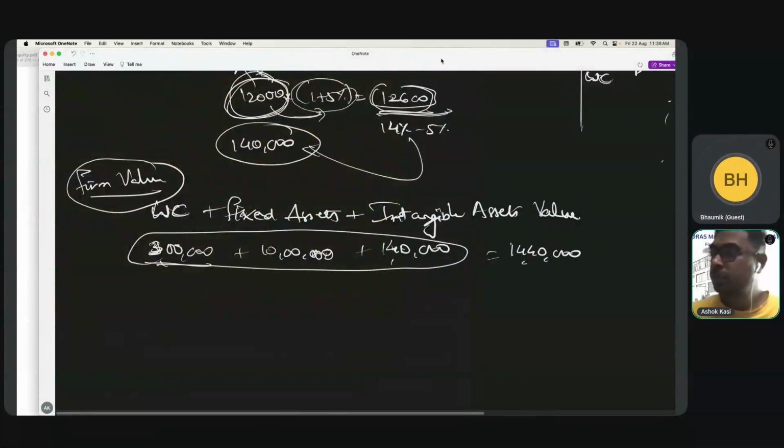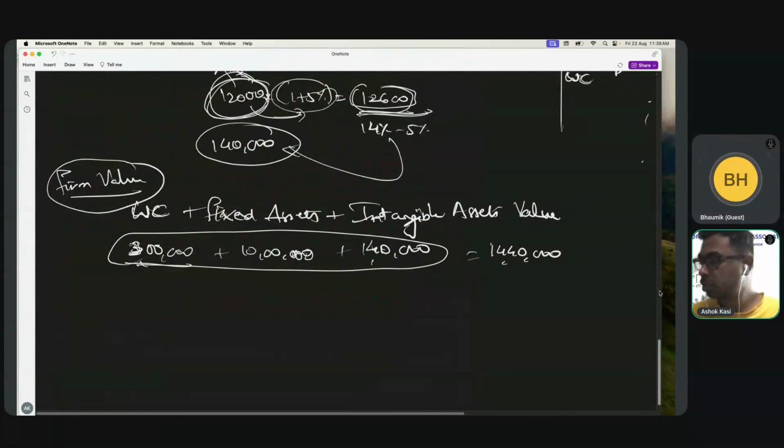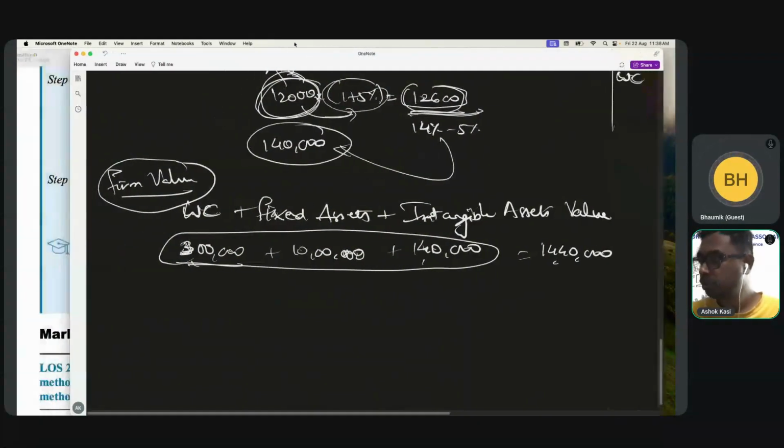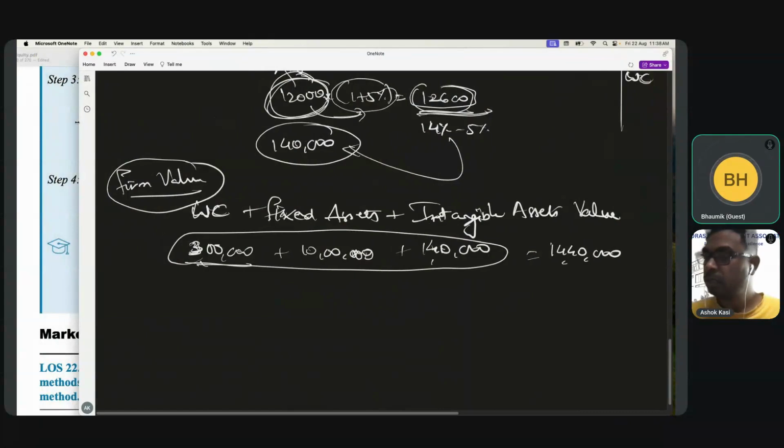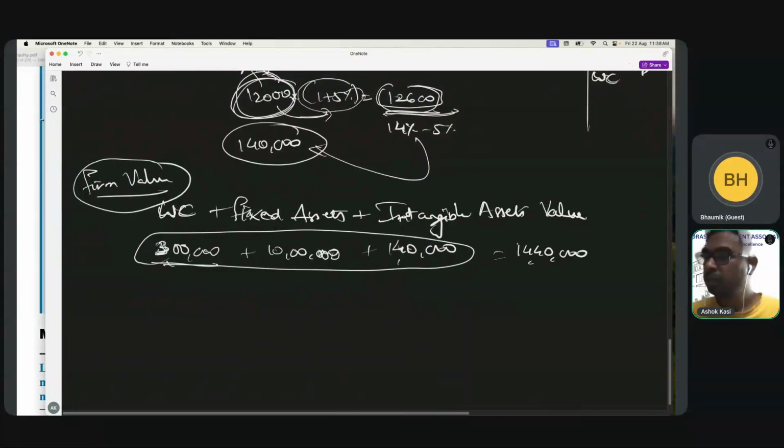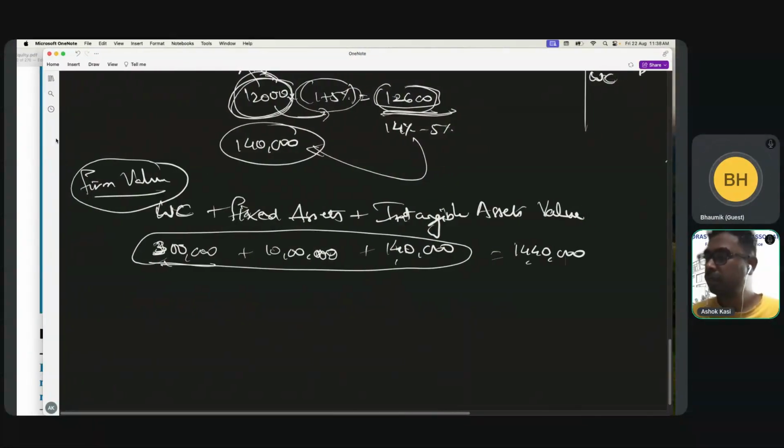Which method to use depends upon the circumstances, what kind of company you are operating, and what information we have. This should be used when the assets of the company are probably less, something like an IT company, where intangible assets may contribute more. Your intangible assets could be your employees. You are not going to show employees as assets, right?